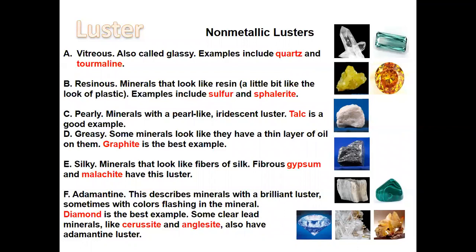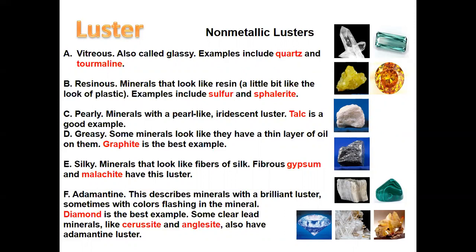Non-metallic lusters include things that are vitreous or glassy, like quartz and tourmaline, in the top two pictures. Resinous looks like a resin or like plastic, including sulfur and sulfurite in the next two pictures. Pearly non-metallic lusters include things like talc, greasy include things like graphite, and they have like a thin layer of oil on them, or at least they look like it.